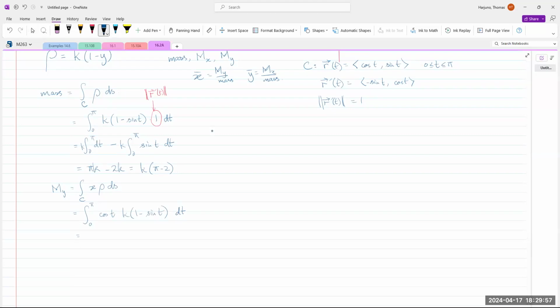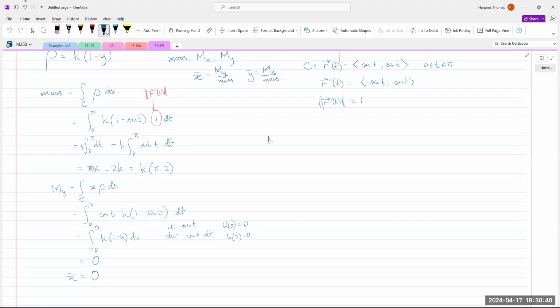Okay, so I think I can do the u substitution right away. So u equals just sine t, so du equals cosine t dt. What makes it 0 is that when you plug in, u at 0 is 0 and u at pi is also 0, right? Do you see that? So that's k times the integral of 1 minus u du, but because the limits of integration are the same, that equals 0, as we expect by symmetry. So x bar equals 0.